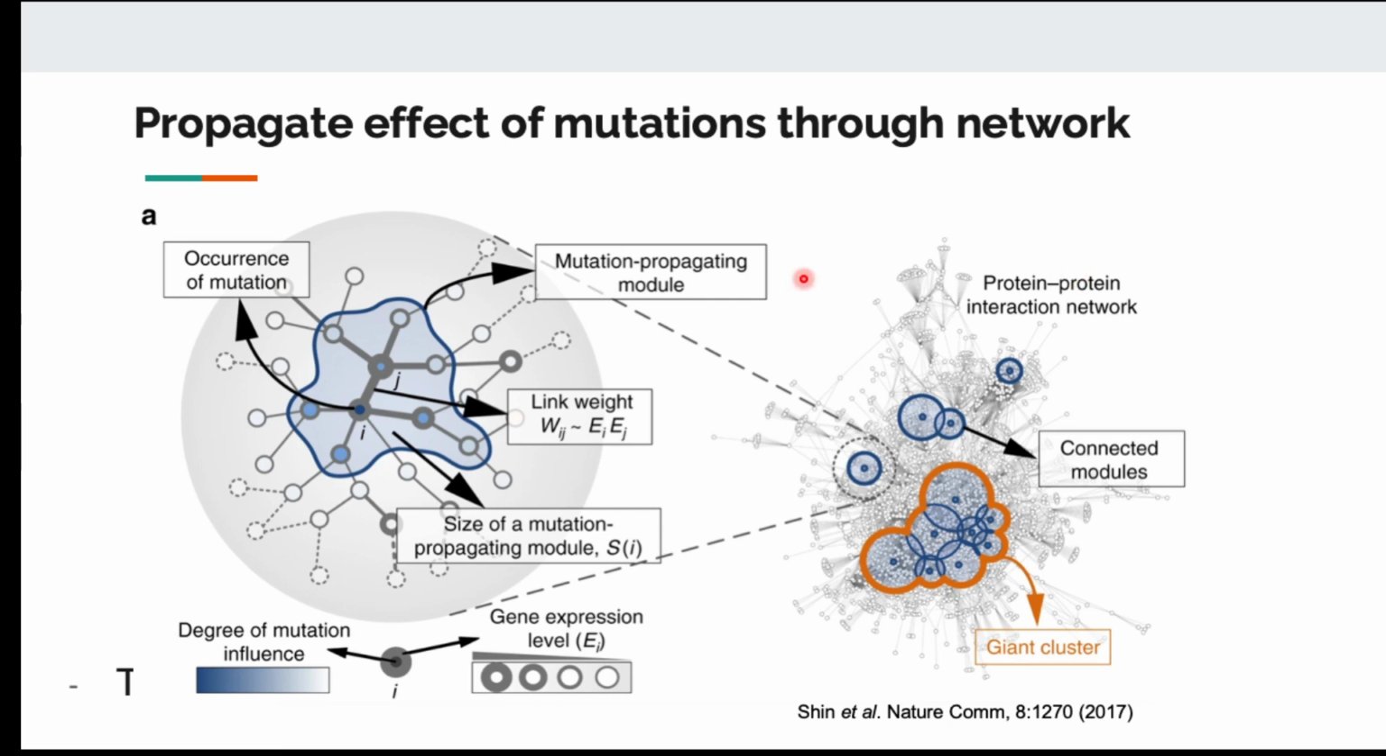But we can imagine that if we have a mutation on a node, like on a gene, and that gene regulates another gene, or interacts with another gene, the impact of the mutation should spread from the original gene to nearby genes as well. So the area affected by the mutation is not just a single gene, not a single dot on the network. It's an area inside the network.